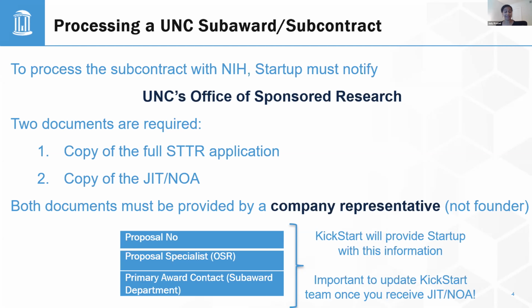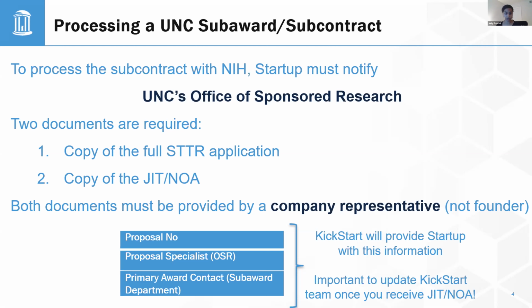It is important that these documents be provided not by the faculty founder, but a company representative to the university. And again, this is because of conflict of interest rules that are important when it comes to distinguishing between what is company-specific obligations versus what is an academic founder's obligations when it comes to working with the company. And so the founder is responsible in most cases for conducting the research within the subaward and overseeing that, but all communication with UNC must be done by the company representative and not the faculty founder.